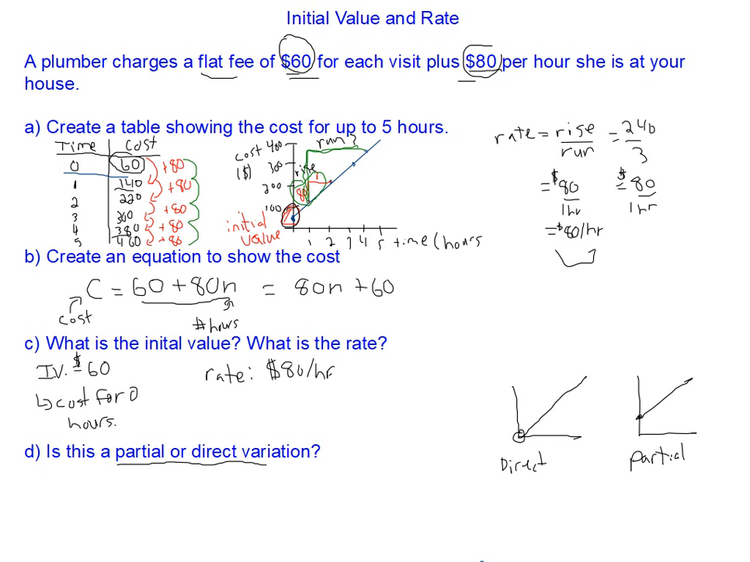If the initial value is 0, it's a direct variation. If the initial value is non-zero, it's a partial variation. Here, the initial value was non-zero. We saw that here, and we saw it over here. So this is a partial variation, since the initial value is non-zero.